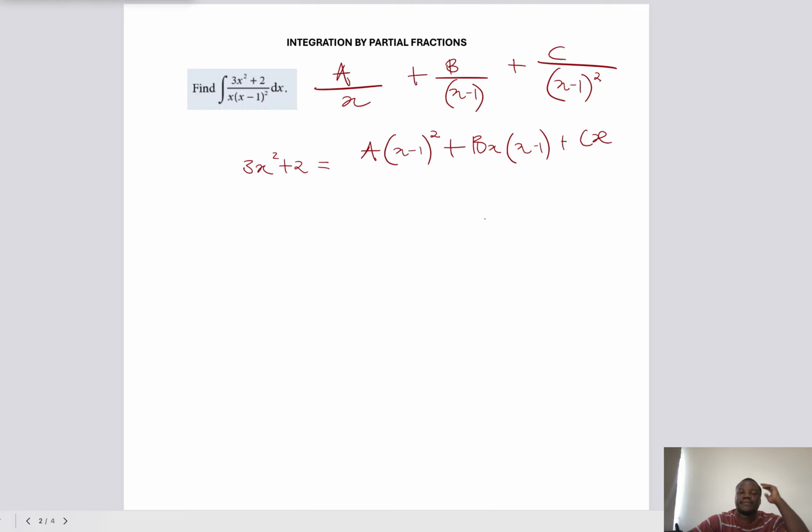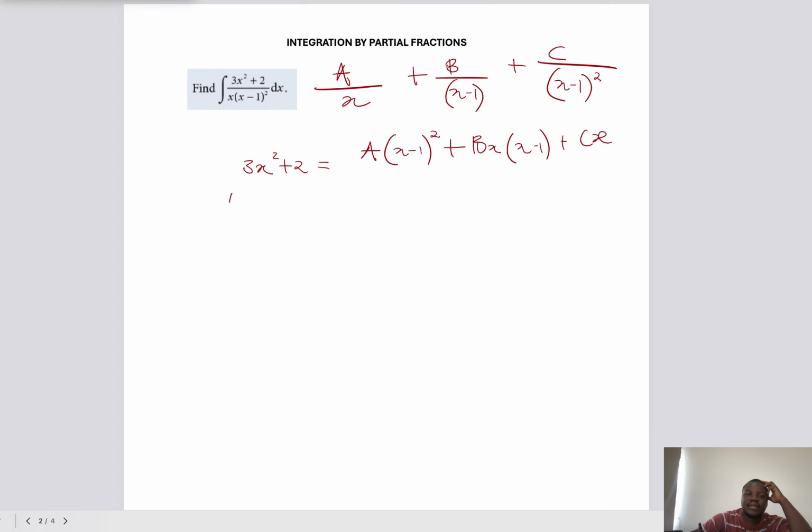Now here, this is the most interesting part of partial fractions. All we just need to do here is to find values of x that will make us find or eliminate other components to find a, b, or c. So already here you can see that if I let x be equal to 0, I'm not going to have the b and the c.